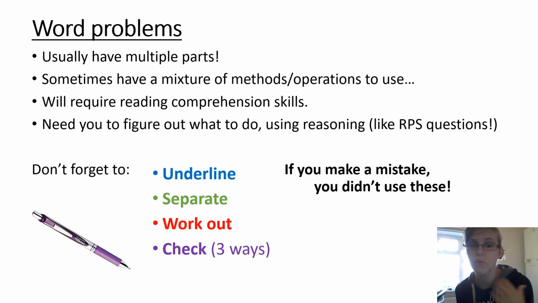So you need to underline, separate out the sections, and then do your working out before you check it 3 ways to see if you've made any mistakes. And it's really important to check if you've made mistakes, because that's how you get answers wrong, just by doing silly things, by missing a number or by carrying something over incorrectly. Check for all those things so that you don't make silly mistakes. And if you do make a mistake, then you obviously didn't check, so make sure you're checking.